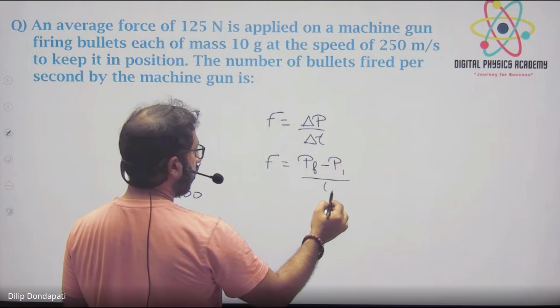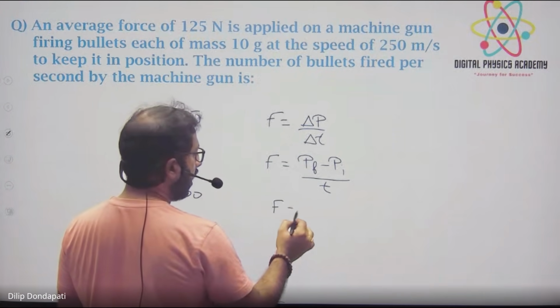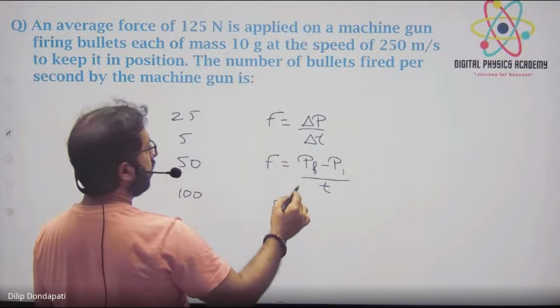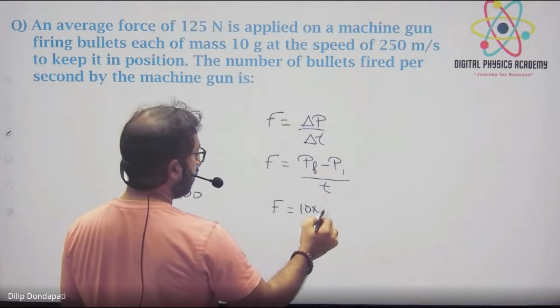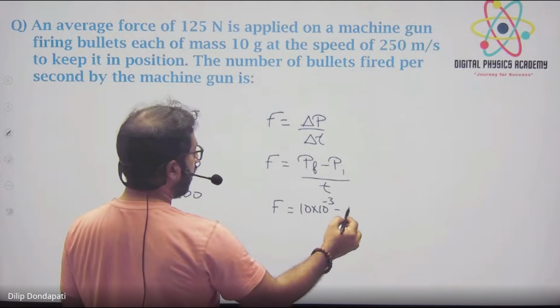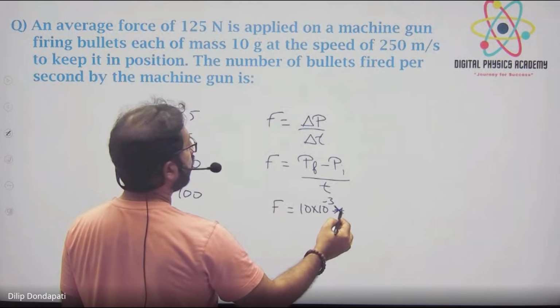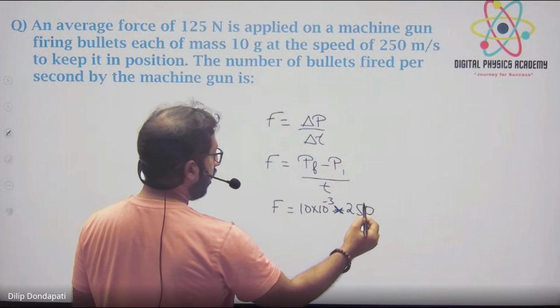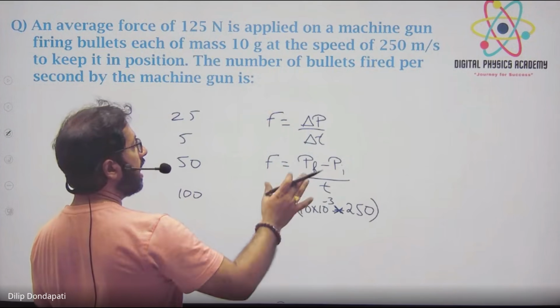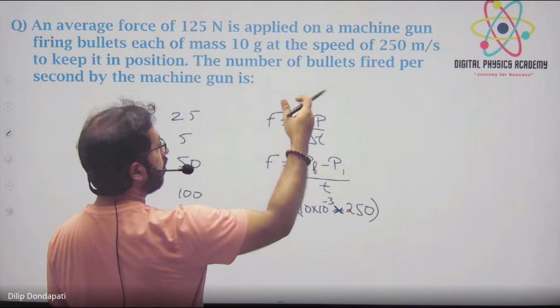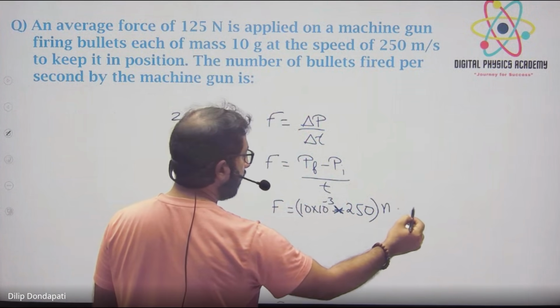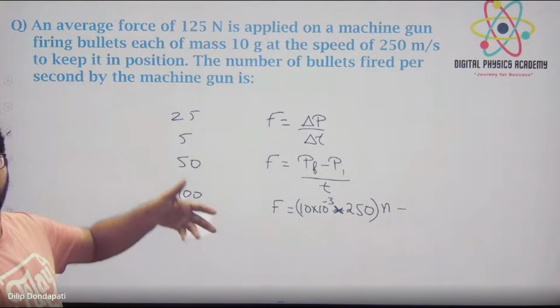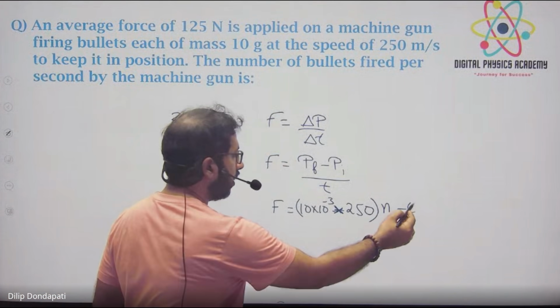By time. Now the final momentum, you know, is 10 grams, that is 10 into 10 power minus 3 kgs into velocity 250. But it is not for one bullet. That's where I went wrong, sir. I wrote 10 power minus 4 by mistake. So this is not the momentum of one bullet. It is n number of bullets, right? Minus initial momentum, which is 0 because it is before firing. So always take the initial momentum like this, by time.